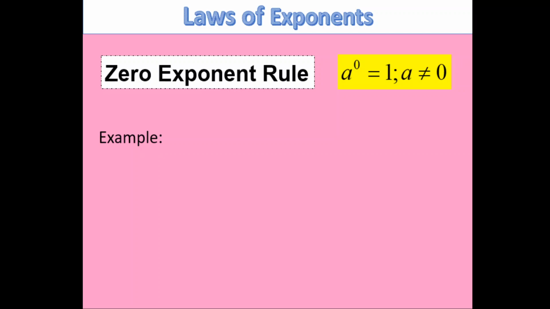The zero exponent rule tells us any number raised to 0 is equal to 1, where a is not equal to 0. So for example, 3 raised to 0 is 1, and x raised to 0 is 1, provided x is not equal to 0.